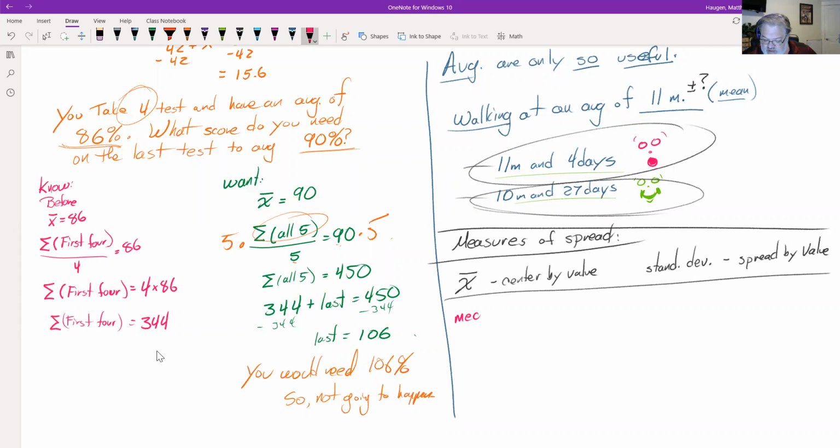Similarly, when we talk about median, median was our center by position, we will have a spread by position. And it's going to be our IQR. We'll talk more about that later. Stands for interquartile range. But right, how spread out it is between our quartiles. We'll talk about what quartiles are probably tomorrow. So that interquartile range, that will be our spread by position.